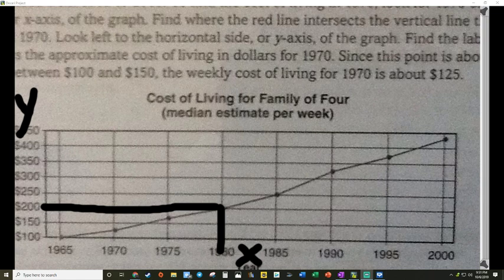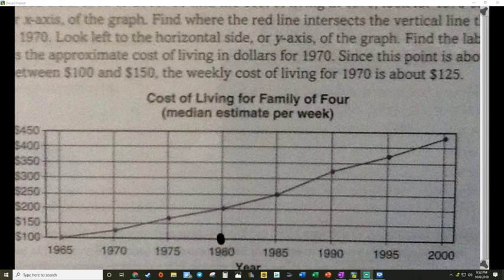We followed the vertical line up to where it intersects the line, the black dot. And then from that intersection, we followed the horizontal line left to the y-axis, which put it at $200. Then we just read the number, which is $200. So the cost of living for 1 week for a family of four in 1980 was $200.